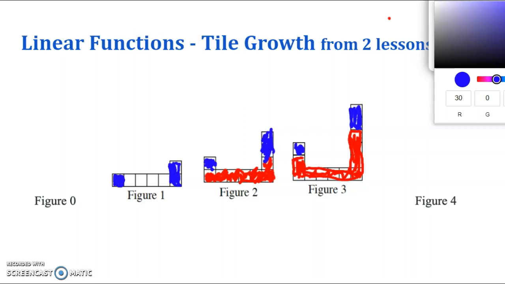Then I can figure out what figure 0 was very easily, because it looks like there were 4 tiles, like this. So I know that figure 0 would have looked like 4 tiles just by doing what I did.